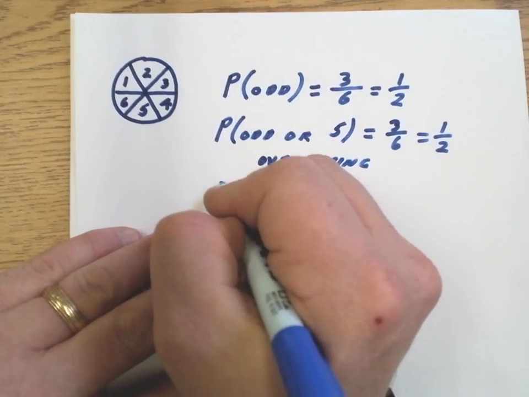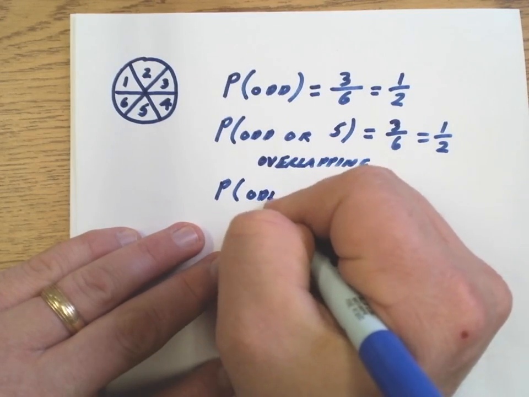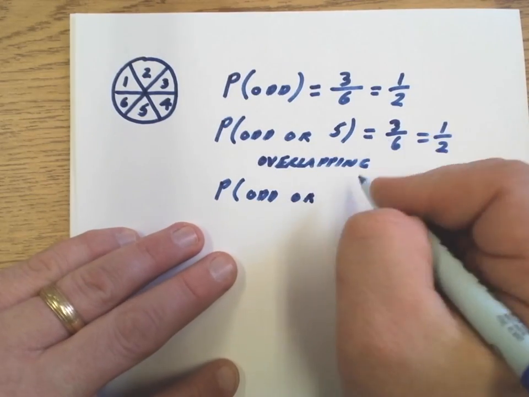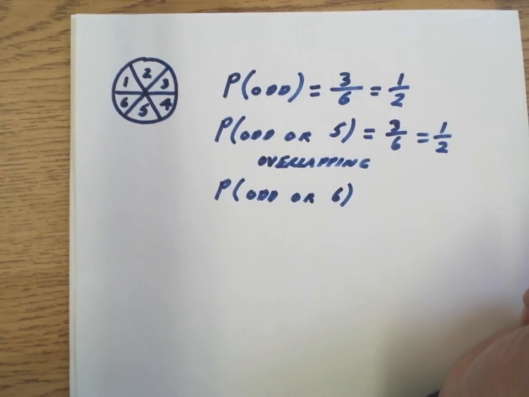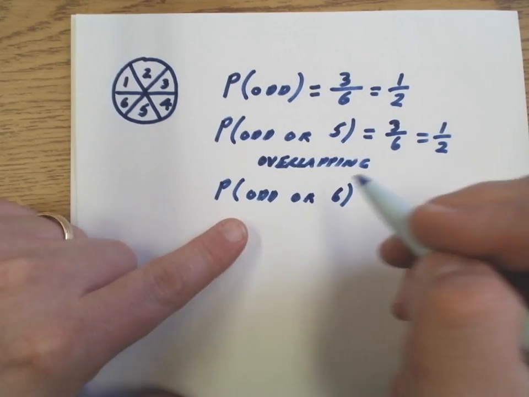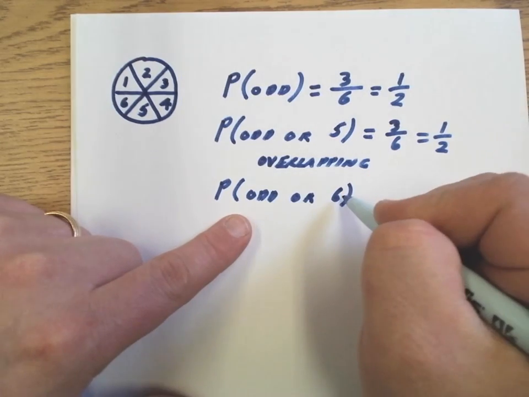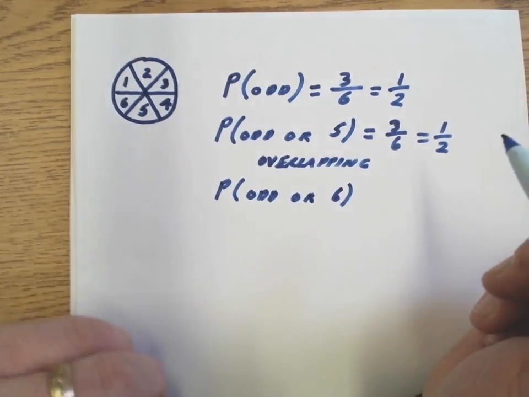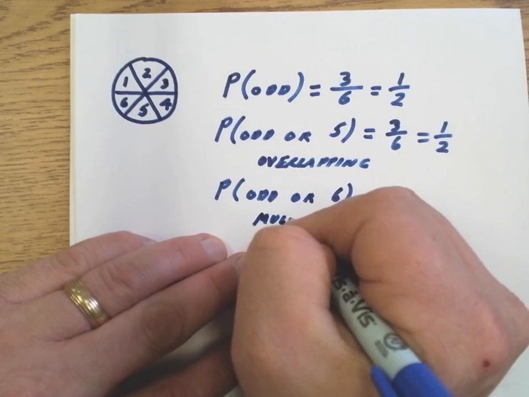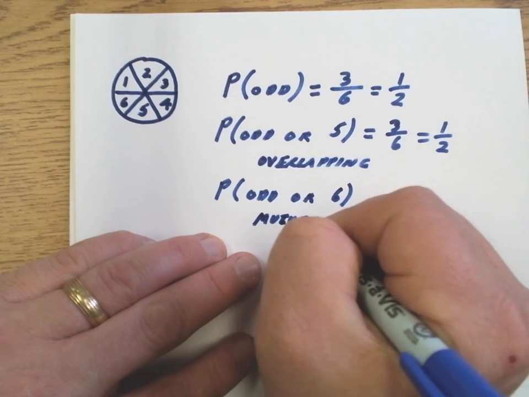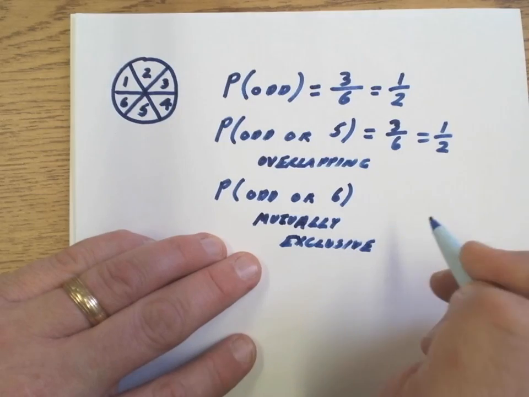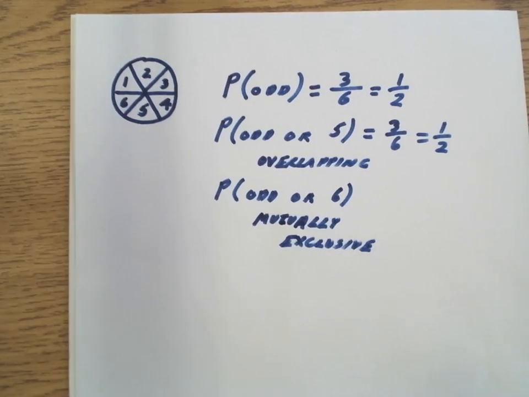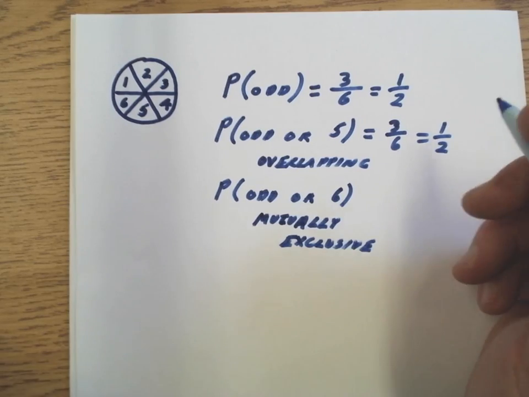But let's pick something a little bit different. Let's say we want an odd number, or we want a 6. Now, could these happen at the same time? Well, an odd number is not 6. 6 is not an odd number. We call these kinds of situations mutually exclusive. They're separate items. Odd and a 6 are 2 different things.